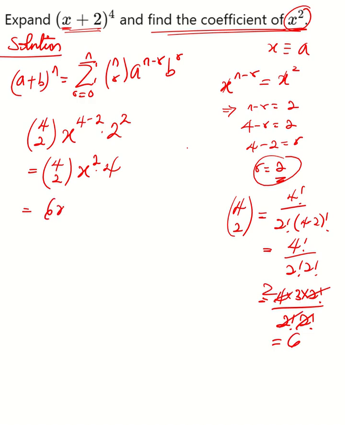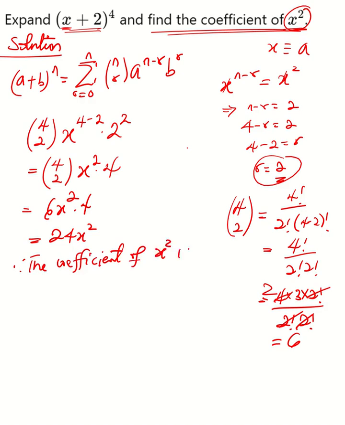So this is going to be 6 x squared times 4, and 4 times 6 is 24 x squared. Which means that the coefficient of x squared is 24. Therefore, the coefficient of x squared is 24. So do you see how I solved this?